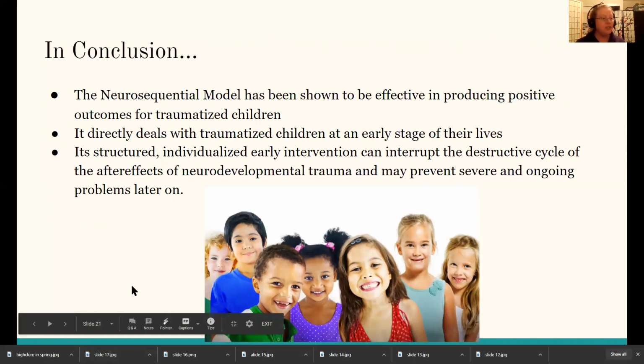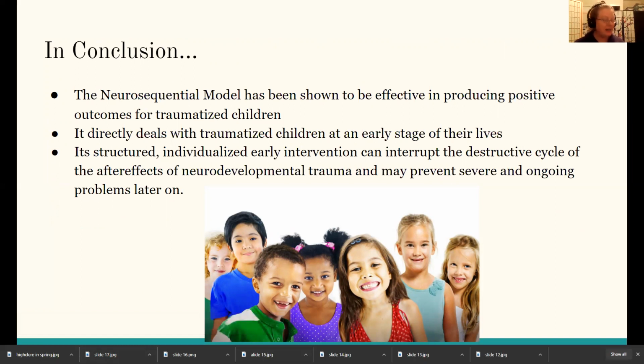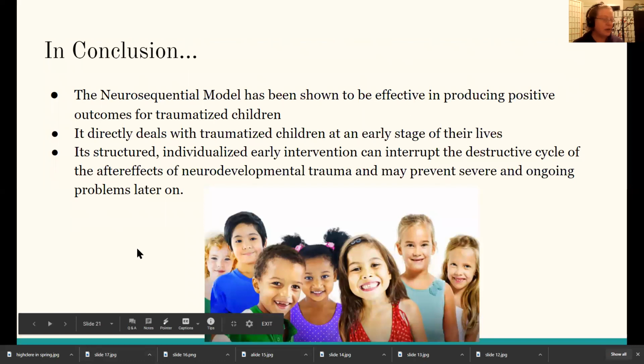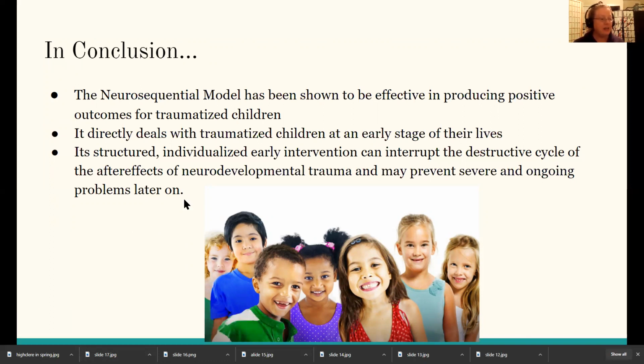In conclusion, the neurosequential model has been shown to be effective in producing positive outcomes for traumatized children. It directly deals with traumatized children at an earlier stage of their lives, and its structured, individualized early intervention can interrupt the destructive cycle of the after effects of neurodevelopmental trauma and may prevent severe and ongoing problems later on. So in conclusion, this has been the presentation about the neurosequential model.